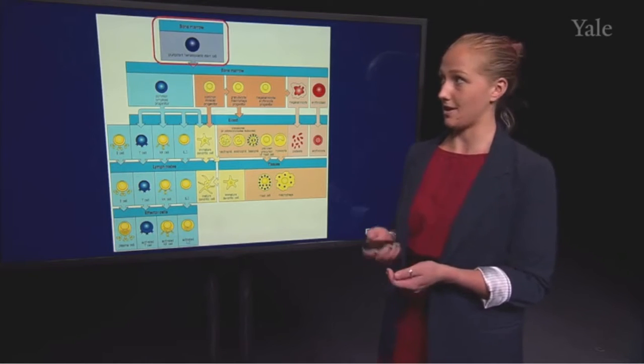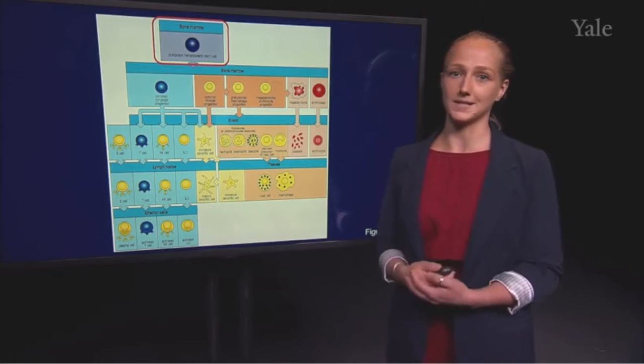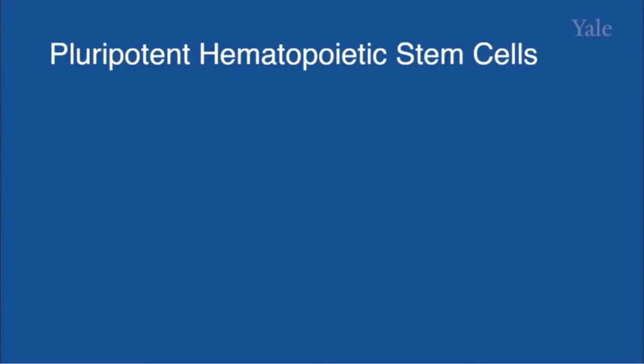I find that the best place to start in terms of development tends to be at the beginning, so let's start at the very top of this hierarchy with our pluripotent hematopoietic stem cell in the bone marrow. In order to define pluripotent hematopoietic stem cells, it's sometimes easier to break this word down into its components.